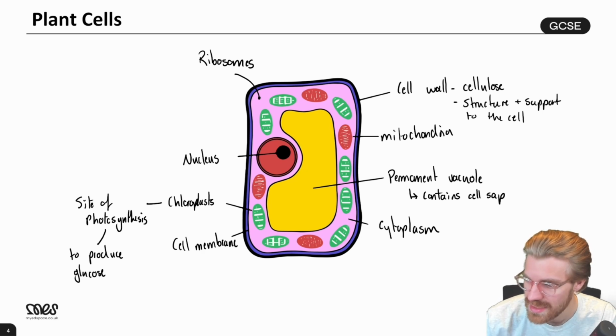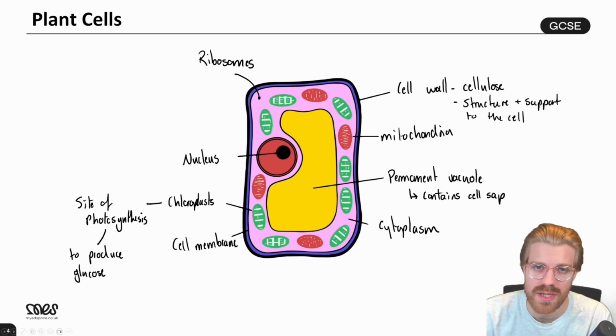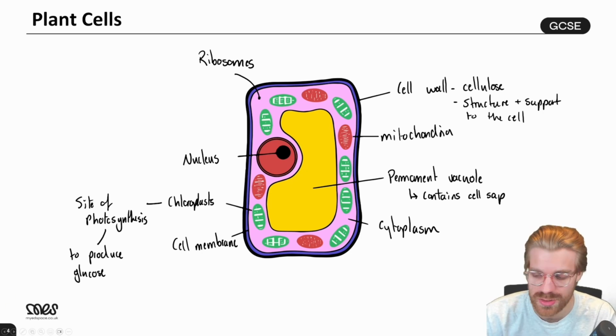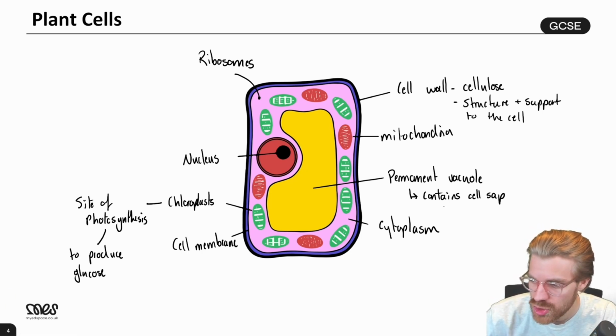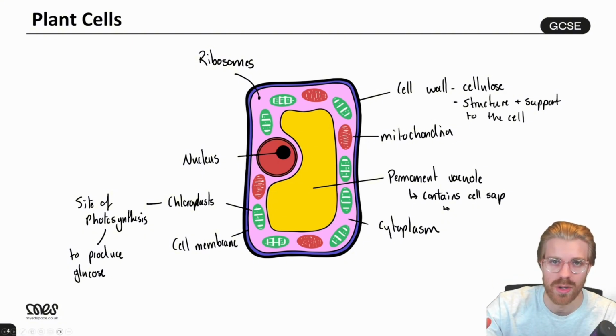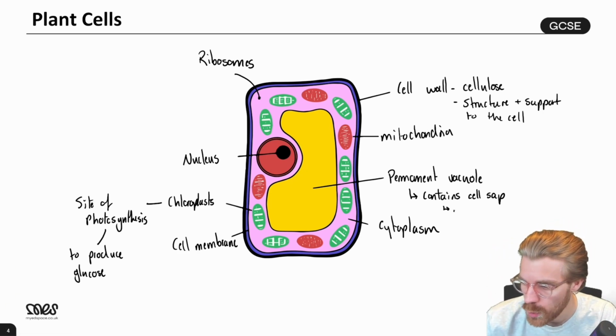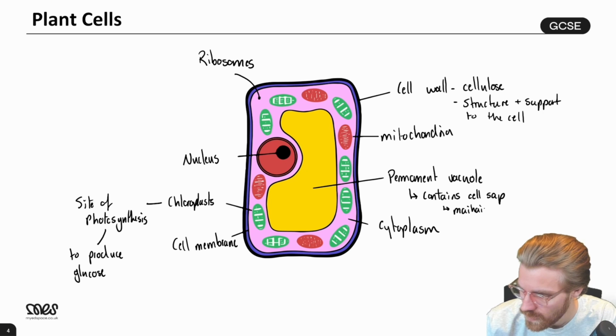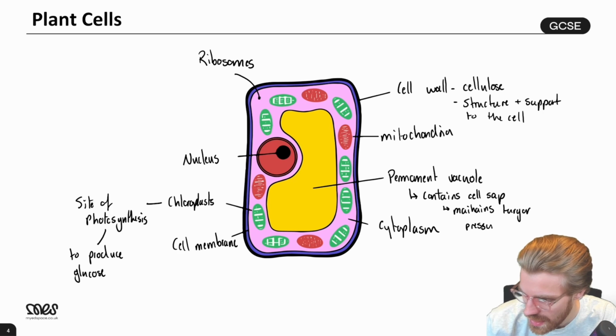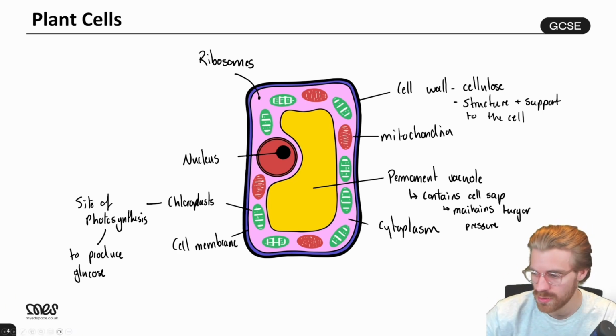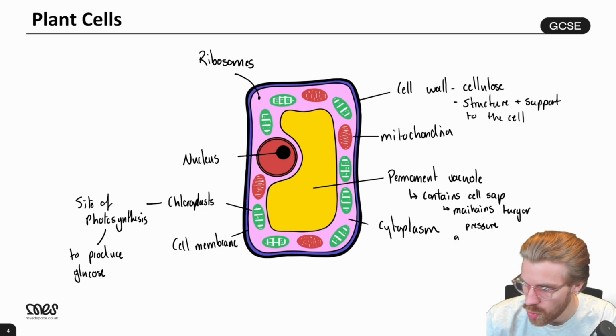Now, the cell sap is a kind of watery liquid, a watery substance that also contains sugars and salts as well. And what it does is it swells up and expands the vacuole, and that pushes against the cell walls, and that causes pressure inside the cell, keeping the cell kind of taut, maintaining the structure of the cell. We could say that it maintains the turgor pressure, the pressure inside the cell, keeping the shape of the cell. So to maintain the turgor pressure, or we could say the shape of the cell.